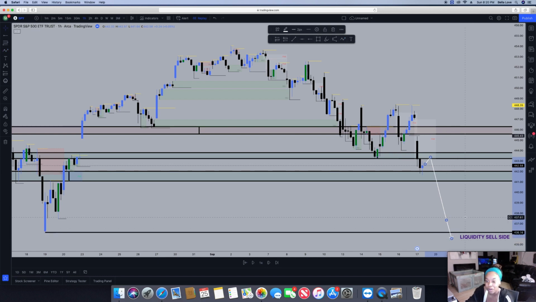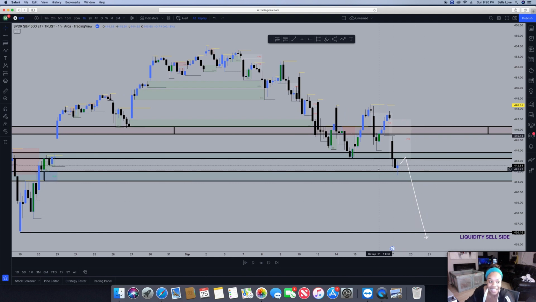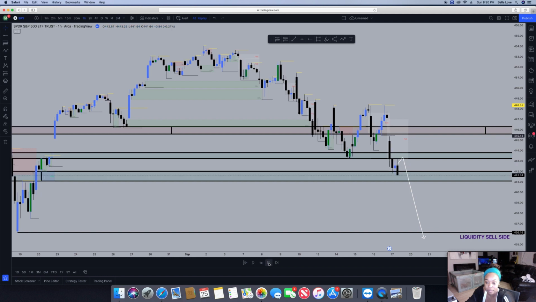So yeah, you guys can see this was a bullish order block. It fell through the bullish order block. So yeah, it's just in a downtrend. So let's see how this plays out.